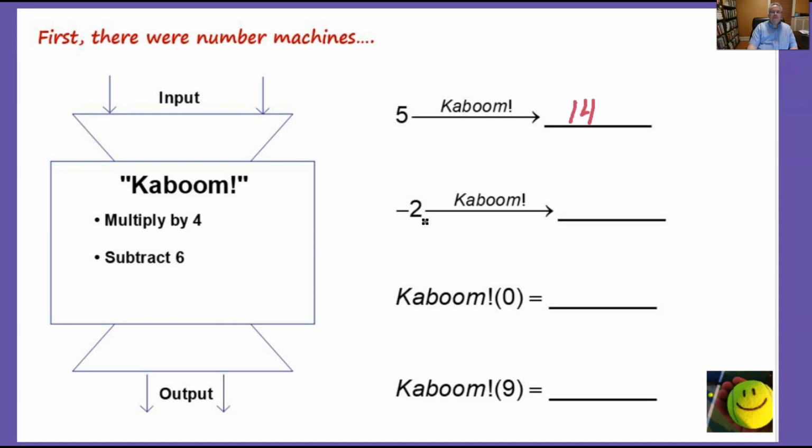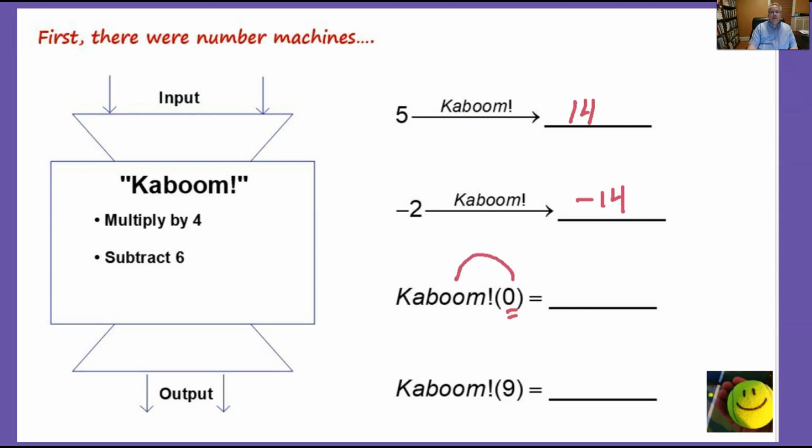Okay, let's put negative 2 into this number machine. When we put negative 2 in, we multiply it by 4, we get negative 8, and we subtract 6, we get negative 14. So this is kind of an arrow notation. This is the input here. We put it into the number machine, and this is where the output goes. This is another way of writing it. This is the input here.